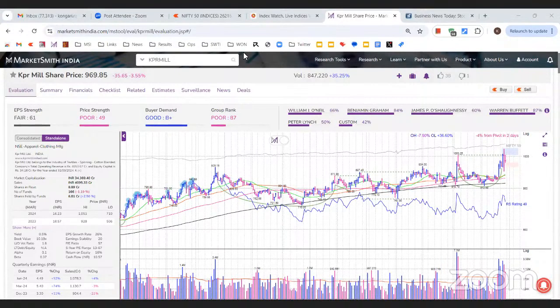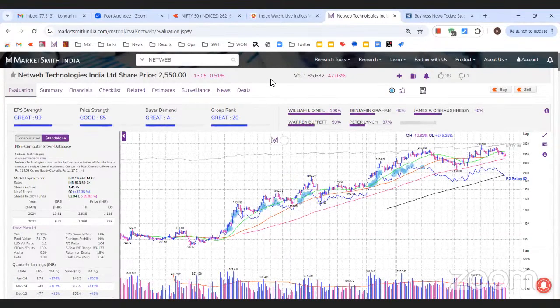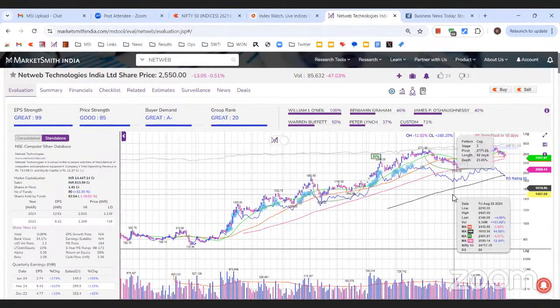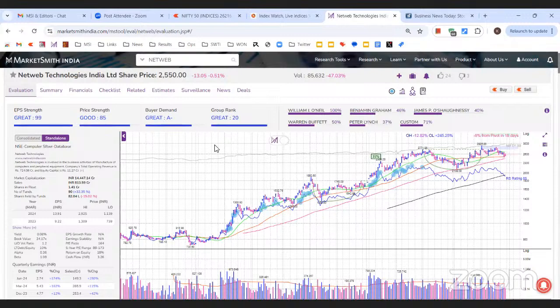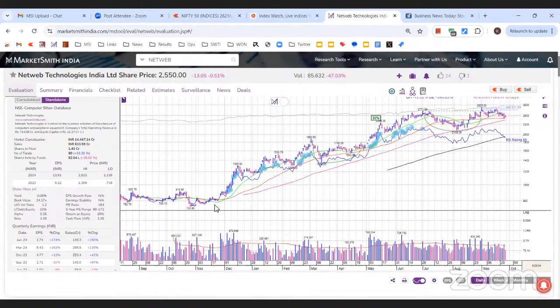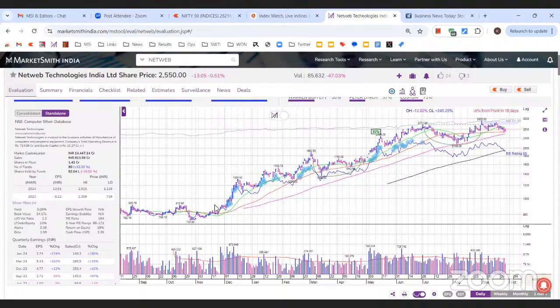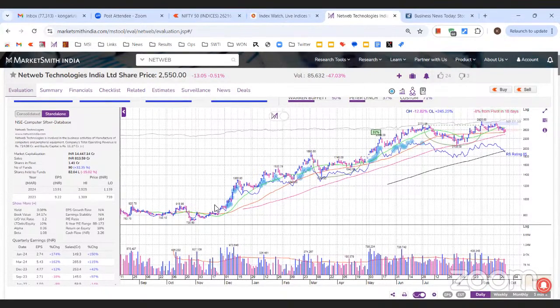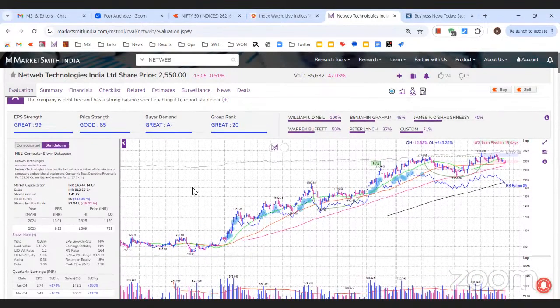Next, we can take NetWeb. The rating section has been looking very great for the company. EPS is at the highest, 99. If you look at the growth, it has been consistent for the last 2 quarters, especially the growth rate has been above 100%, exceptionally good. That is reflected in the EPS of 99.